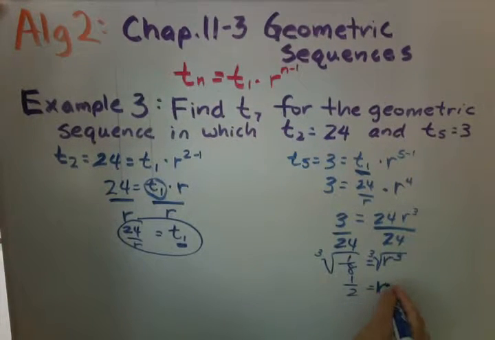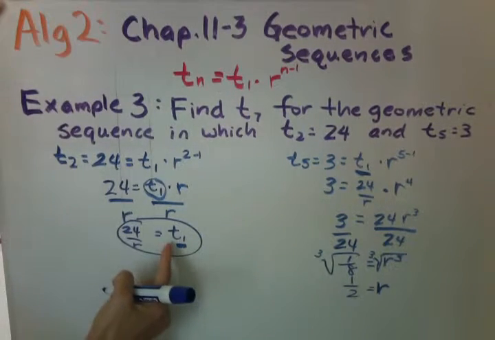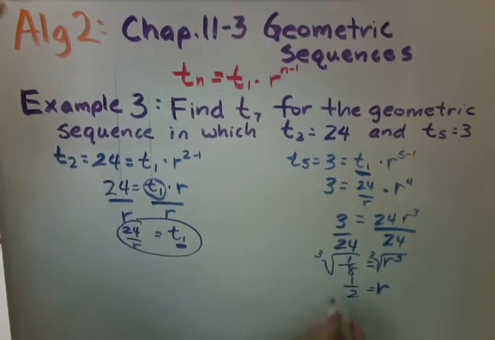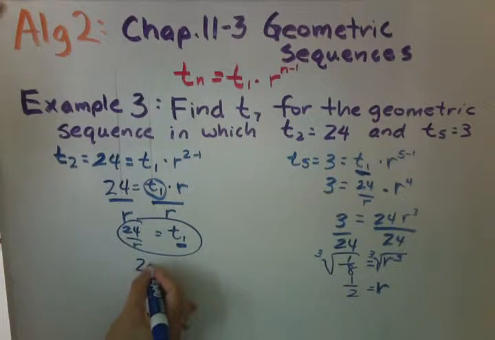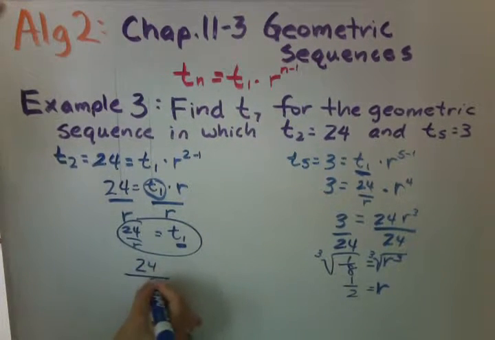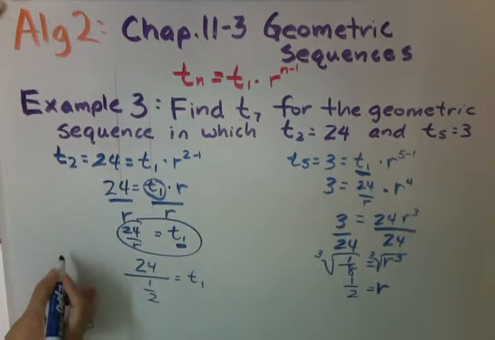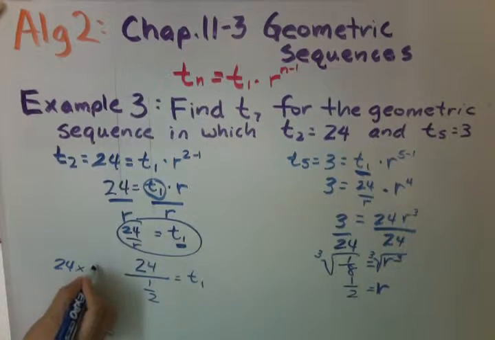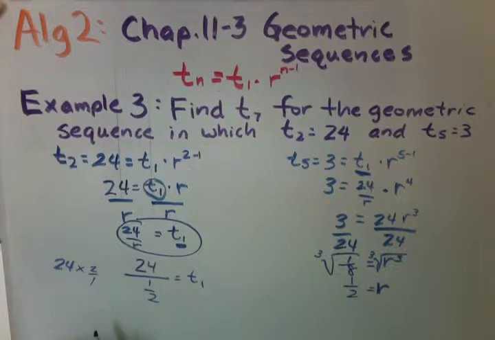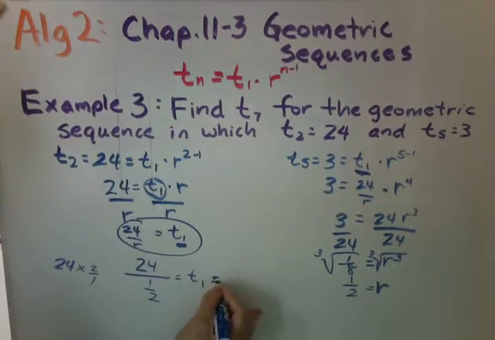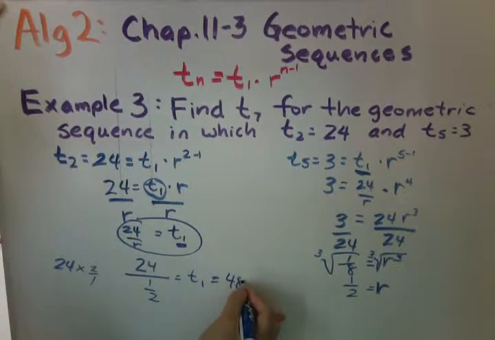So now we have r, but we would like to find the value of t1. So we're going to substitute r for half. We have 24 divided by half equals t1. You can solve it any way you like: 24 divided by half, or multiply by the reciprocal, and we get t1 equals 48.